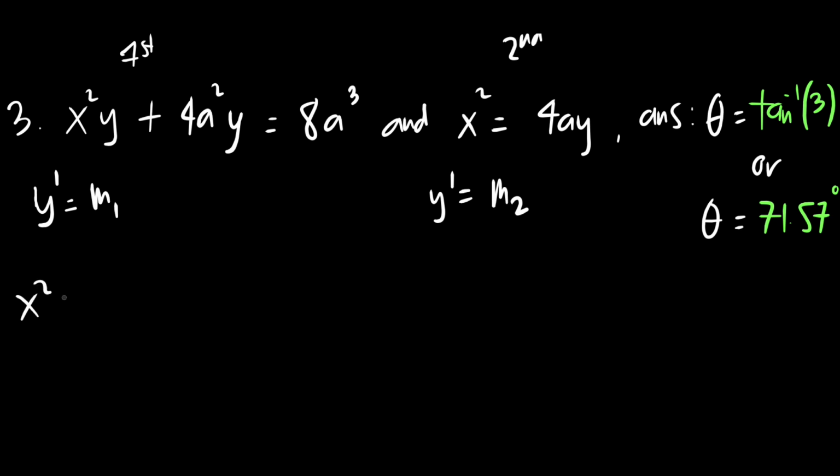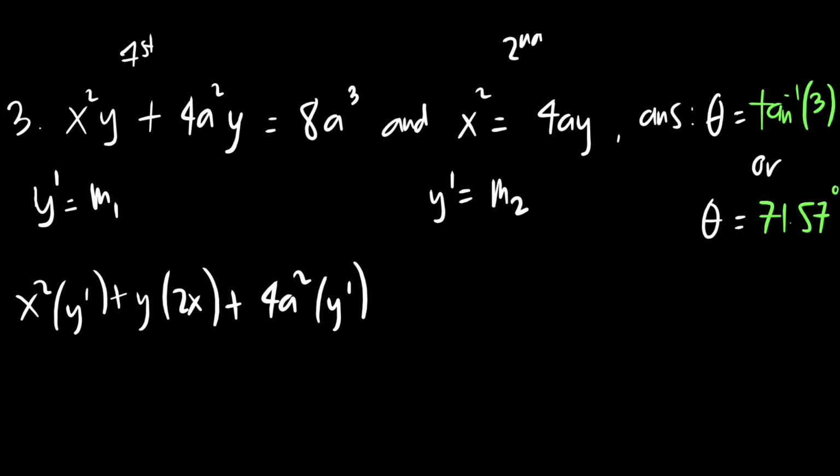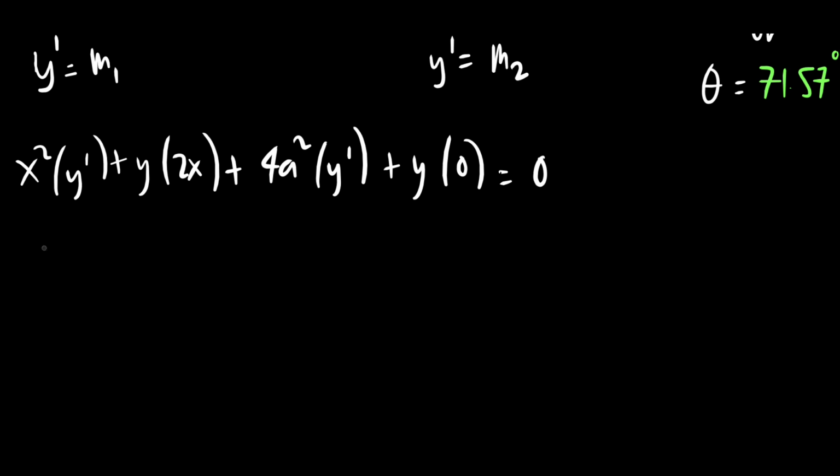So x squared multiplied by y prime, plus y multiplied by 2x, plus 4a squared y prime, plus y multiplied by 0, because a here is a constant and its derivative equals 0, right? So with further simplification, we have x squared y prime plus 2xy plus 4a squared y prime equals 0.